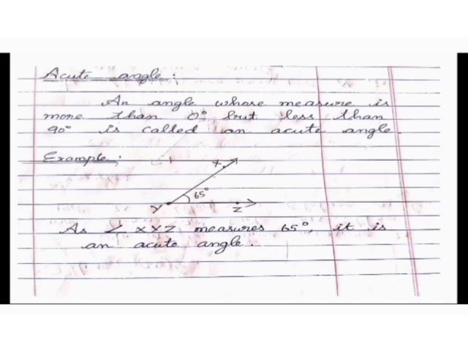Okay children, the next topic is the classification of angles. Acute angle: an angle whose measure is more than 0 degree but less than 90 degree. What is the condition given? Whose measure is more than 0 degree but less than 90 degree is called an acute angle. Look at the example. Angle XYZ measures how many degrees? 65 degree. It is more than 0 degree and less than 90 degree, so it is called an acute angle.